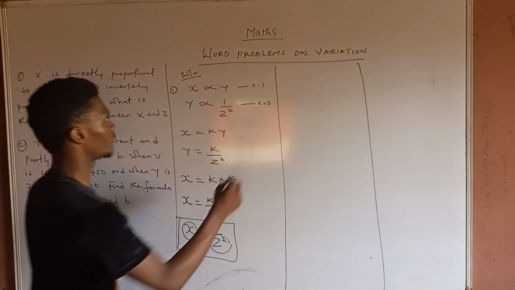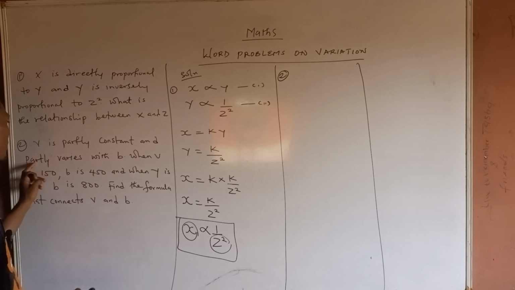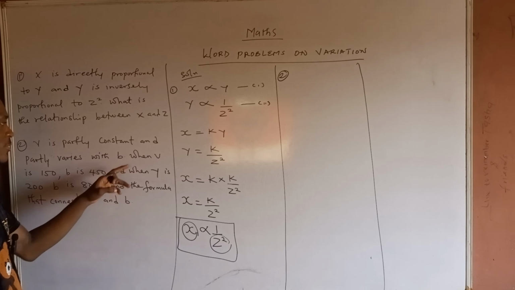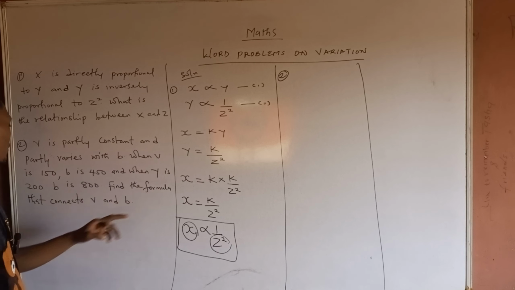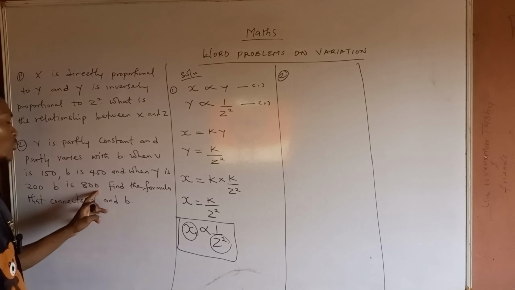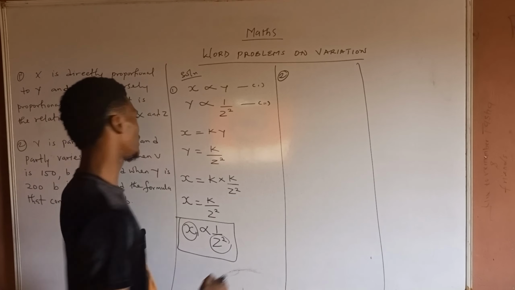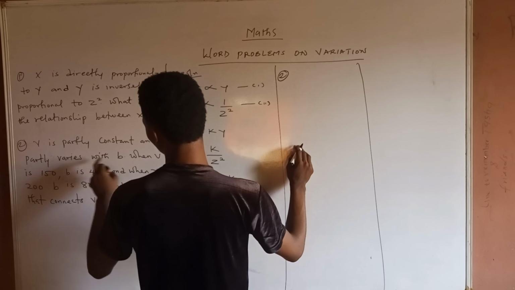Then for the second question, number 2, now we are told that v is partly constant and partly varies with b. This is actually on partial variation. When v equals 150 and b equals 450, and when y is equal to 200, b equals 800, find the formula that connects v and b. So let's quickly dissect this. V is partly constant and partly varies with b.